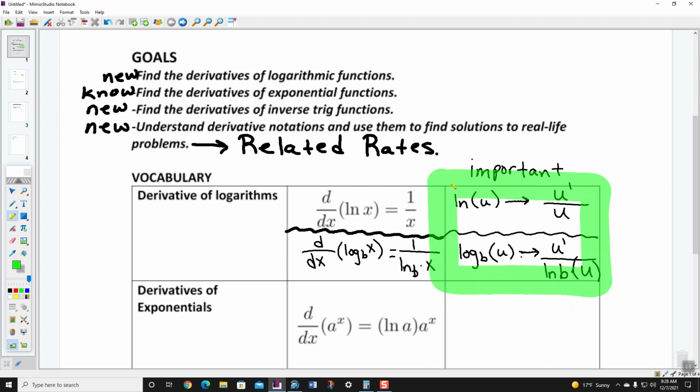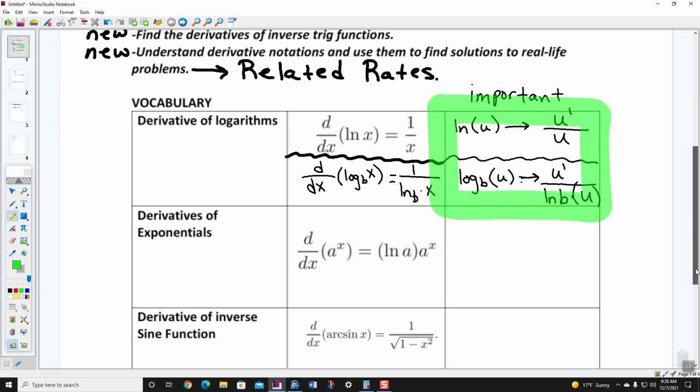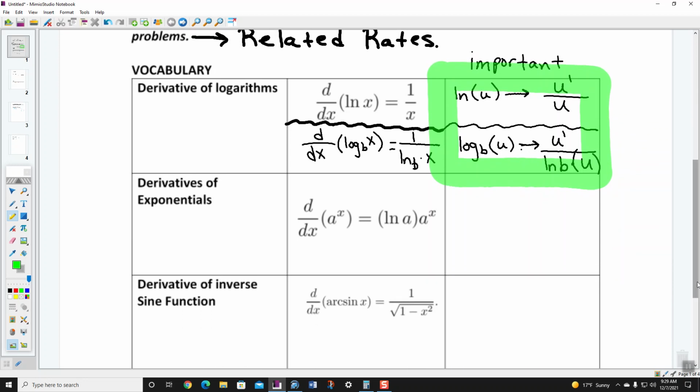Next one is derivatives of exponentials. We've done this before, so you guys should be well rehearsed in this one. If I have a to the x, where a is some constant, the derivative of a to the x was what? So what if my function looks like the following? I want to open an exponential. What if I had something like a to the u power?